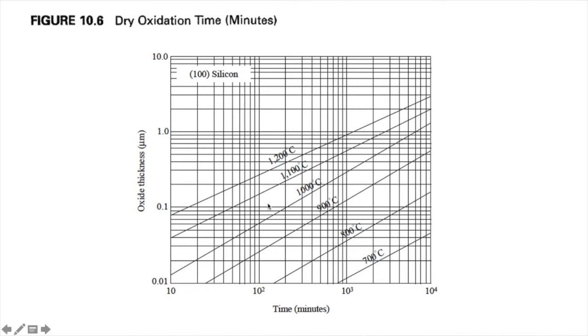So it's a guideline for which temperature you should grow the oxide layer at, and how much time you need for the oxide thickness that you want. This is for a silicon 100 substrate. Now remember that this oxidation process also depends on the crystallographic orientation of the silicon substrate.